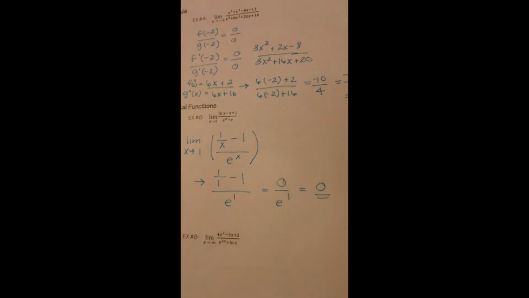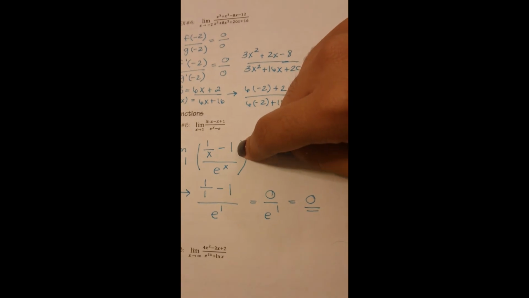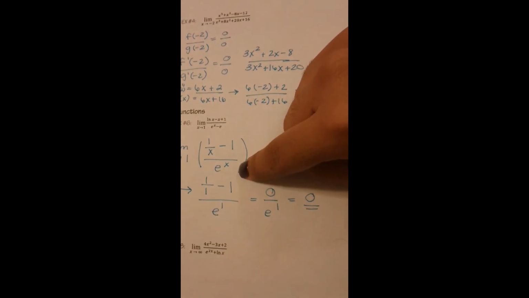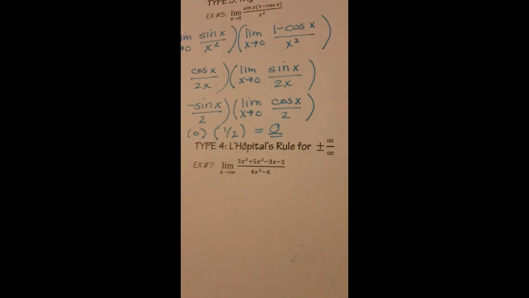But if it wasn't that simple, we would have had to take a common denominator up here, then do quotient rule, and then find the derivative of the bottom, and get into this ugly mess. So, it's a good thing that one didn't come out that way. Two more examples.